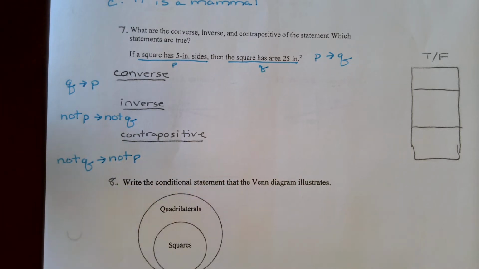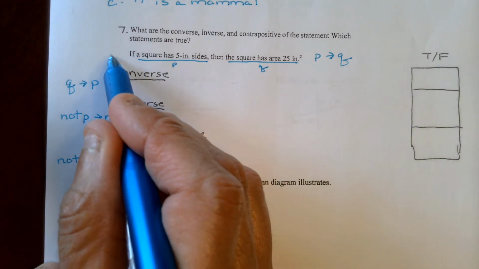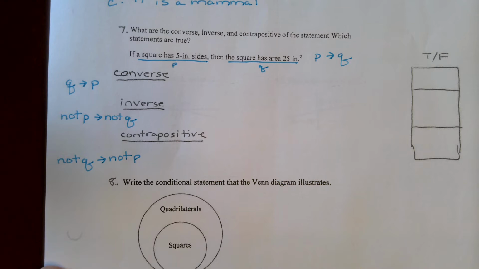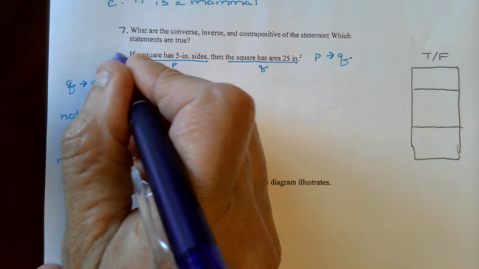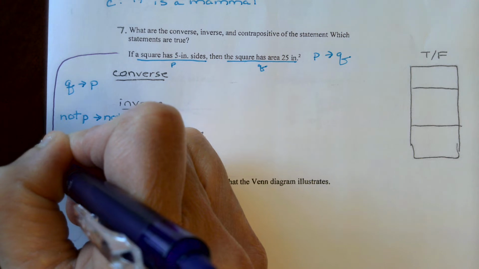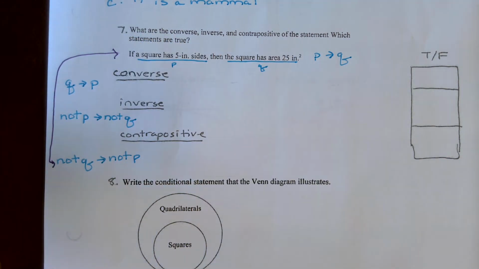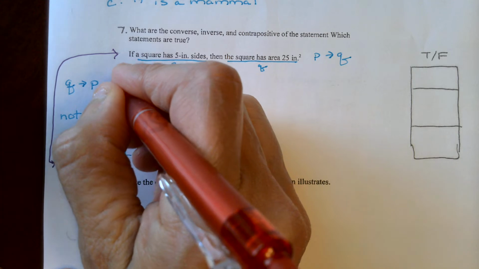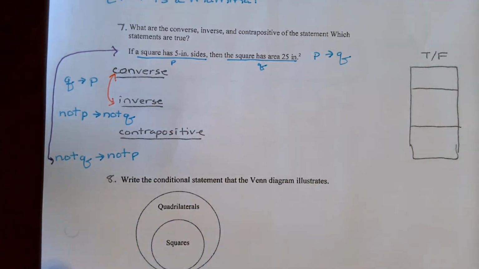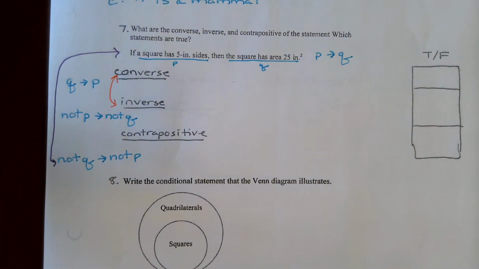Now remember, the truth values are the same for these outer ones. The original and the contrapositive have the same truth value, meaning if one's true, the other's true. If one's false, the other's false. And then these on the inside have the same truth value. If one's true, the other's true. If one's false, the other's false. So let's write them.